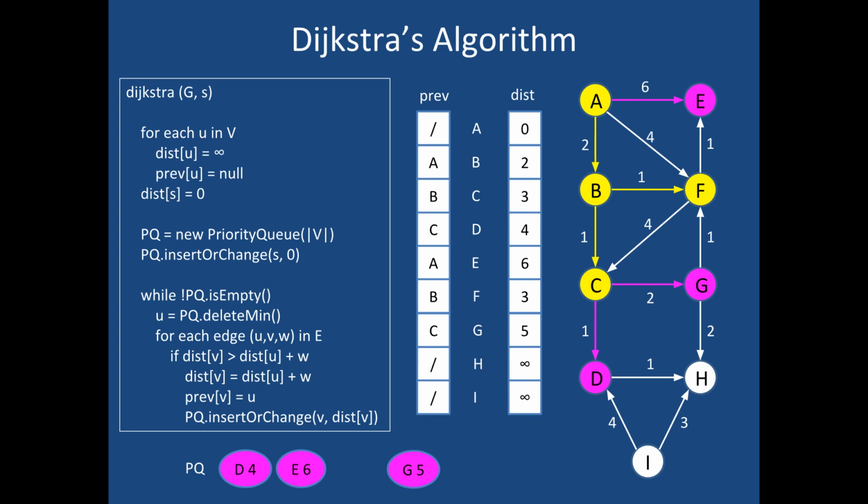Yeah? The distance is the same distance from A, right? The distance is distance from A. So if you ran it starting at a different vertex, that would change the distances. Yes. So for example, what would happen if we started Dijkstra's algorithm from I?